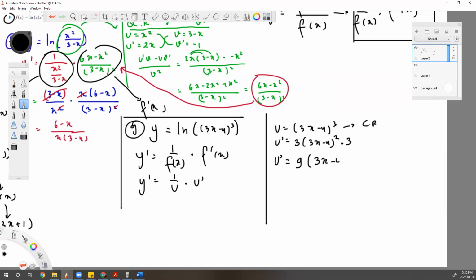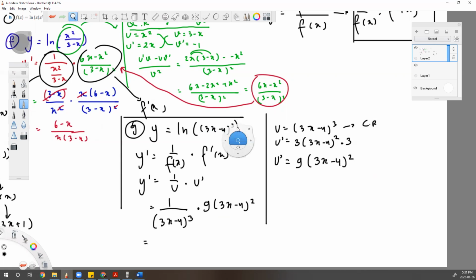3x minus 4 squared, right? I just put it like that to make it simple. 3 times the 3 on the edge of the equation. Just combine it: 1 over u, 1 over 3x minus 4 cubed, right? This u and this u are the same, right? Times u accent. There you go. 9, 3x minus 4 squared.